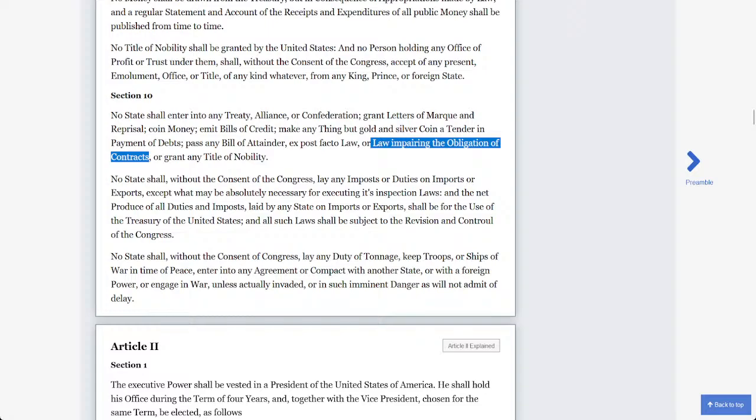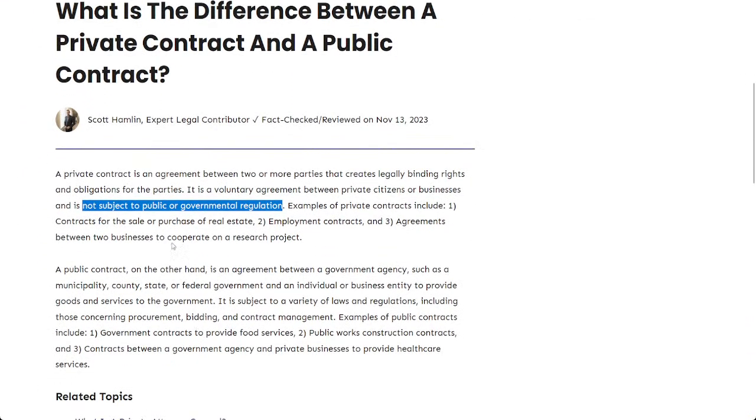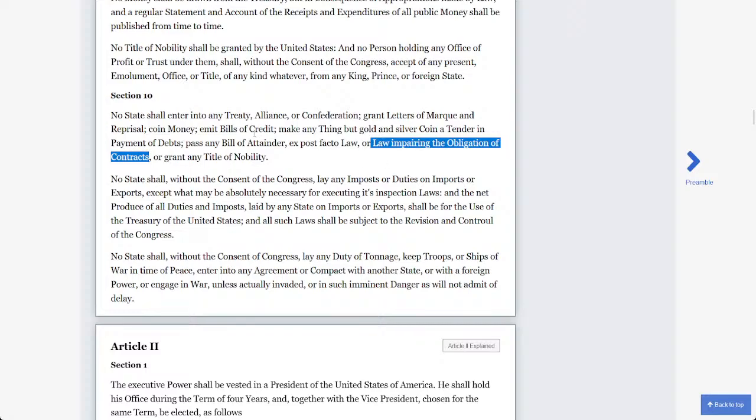And that's why when you go back here, what is the difference between public and private contract? It says right here, not subject to public or governmental regulation. What does it say right here? No state shall pass any law impairing the obligation of contracts. There it is, right? Let's take it one more step and then we'll get into it. One more step, all right? And you follow along with me.